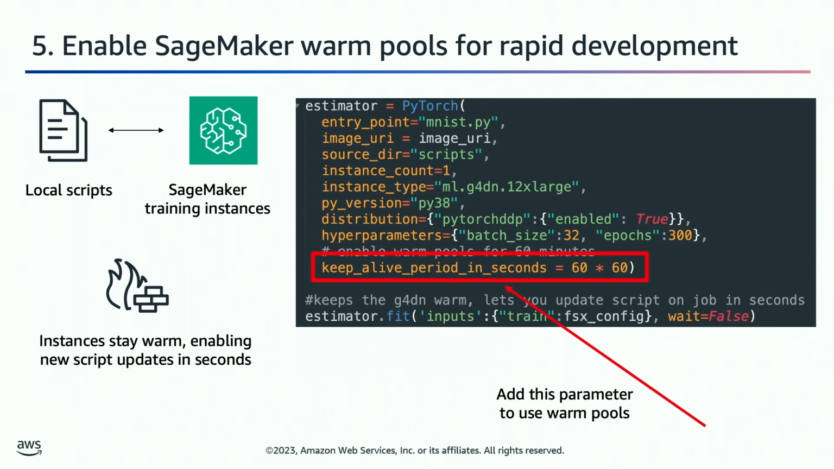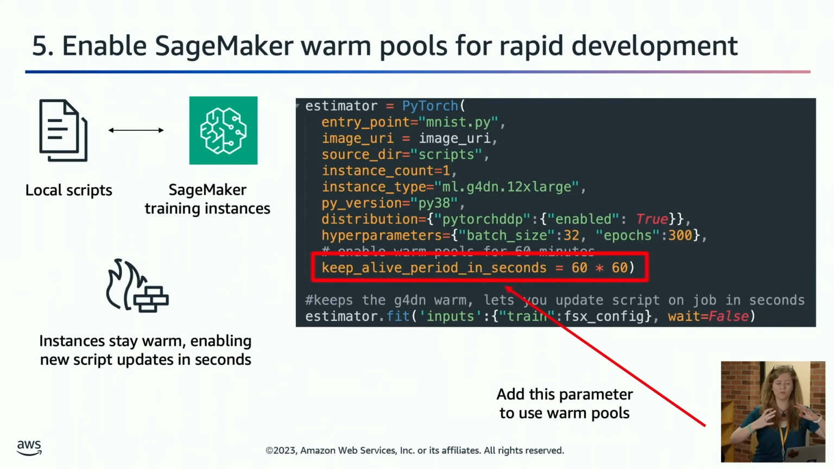All right, so you have your data pre-processed. Maybe you trained a tokenizer, maybe you processed the tokens, maybe you downloaded your images. You have your data pre-processed, and now we're ready to run some training. Again, I strongly recommend in SageMaker adding this new parameter, keep alive period in seconds. This is also called warm pools, which is the name of this feature. And warm pools will literally keep your instances warm.